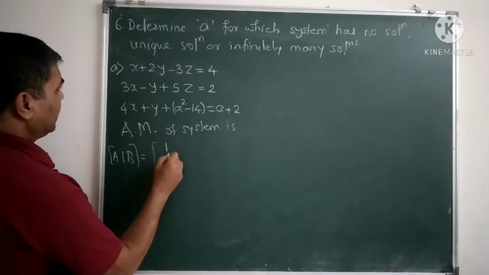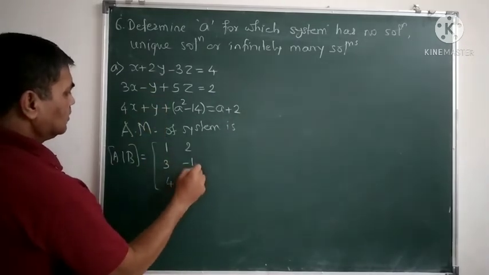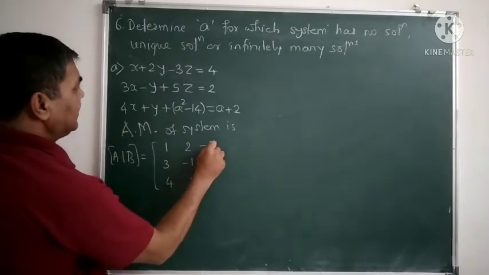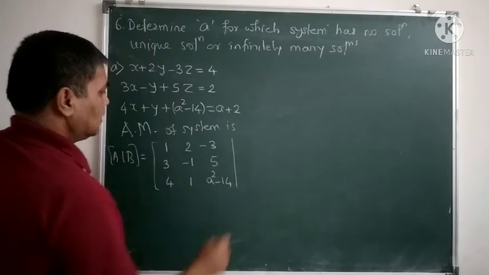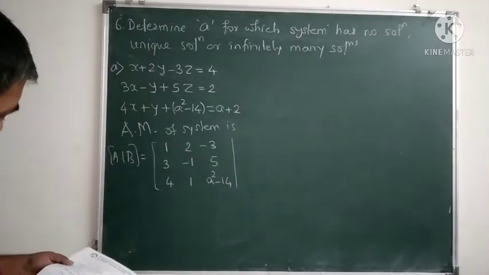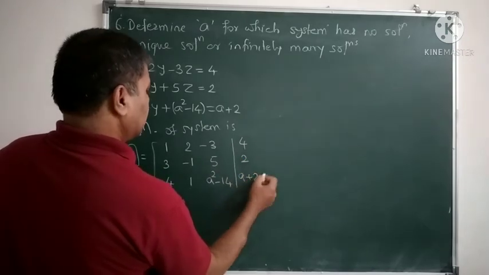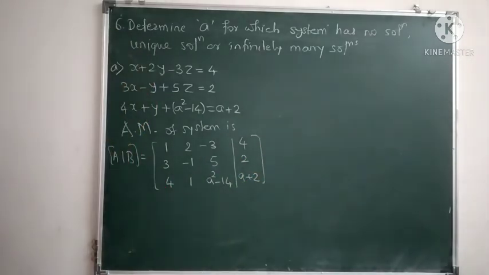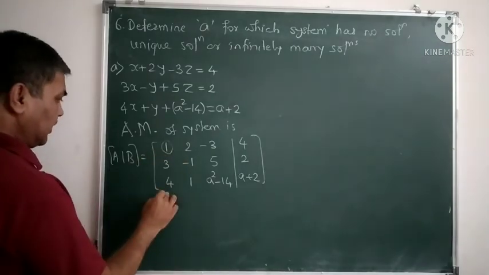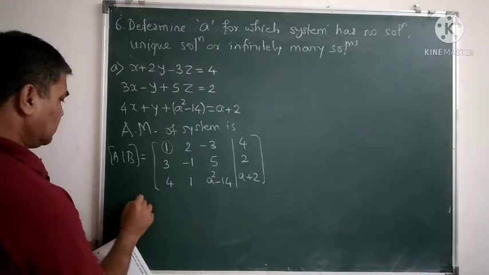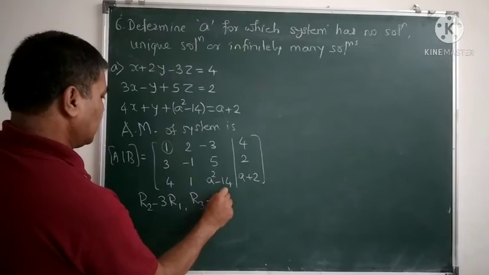coefficient of x: 1, 3, 4; coefficient of y: 2, minus 1, 1; coefficient of z: minus 3, 5, a square minus 14; and then 4, 2, a plus 2. Let me again check whether the signs are correct or not. Yes, the signs are correct. If there is one sign mistake, our answer will become wrong. Now, this is your leading one. Use this leading one to make the entries below 0. So, we will apply the operations R2 minus 3R1, R3 minus 4R1.